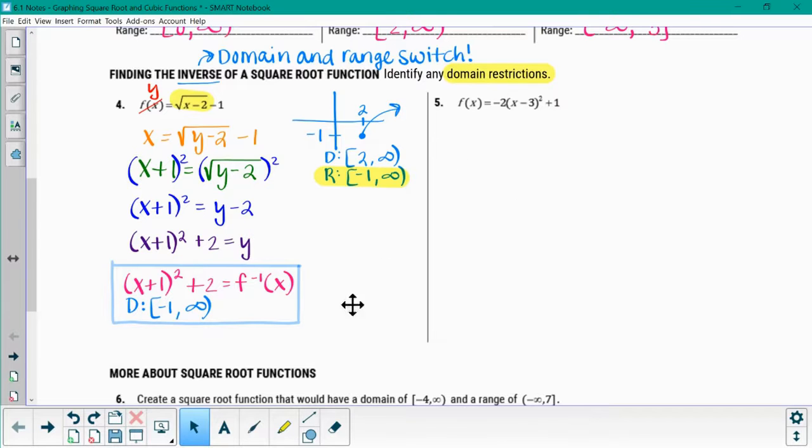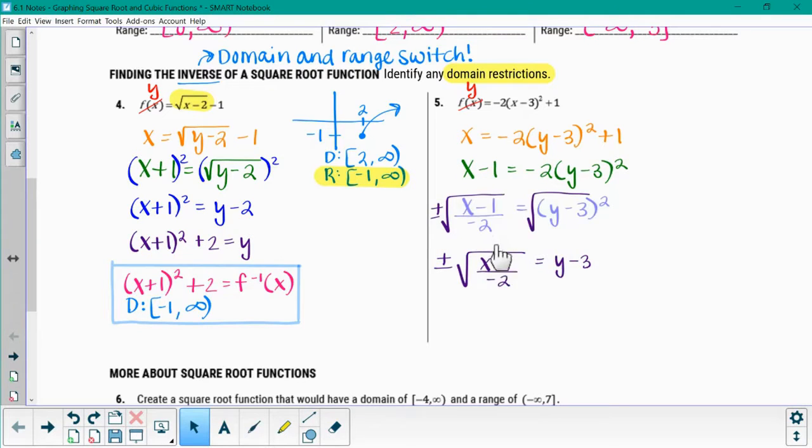I am going to go through the same process. I'm going to rewrite f of x as y. I'm going to switch x and y, and I do want to solve to get y by itself. So I'm going to subtract 1, divide by -2, I got a little ahead of myself, and I'm going to take the square root of both sides.